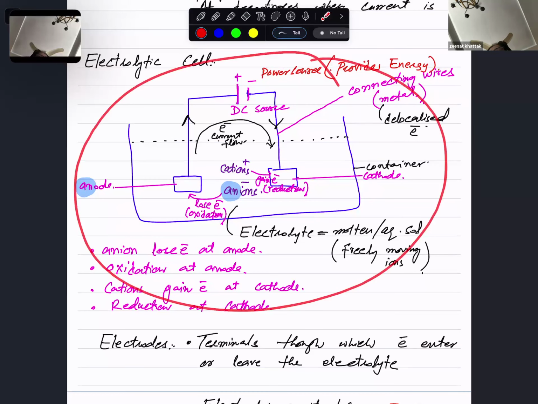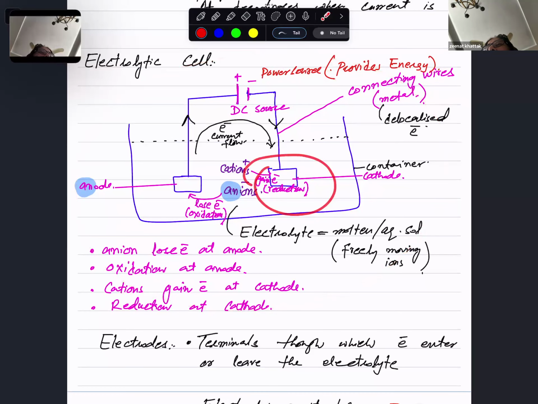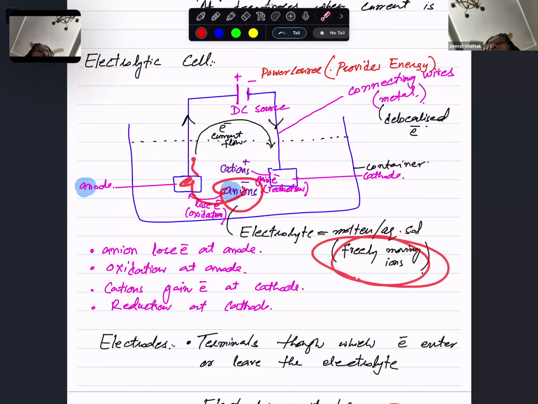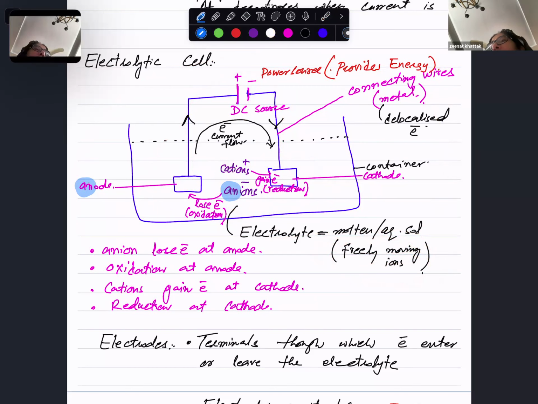This is your electrolytic cell. This is your cathode connected to the negative, anode connected to this. The electrolyte is either molten or aqueous, containing freely moving ions. The anions lose electrons. The electrons go to the external circuit from anode to cathode, and they are gained by the cation. So, cation at cathode, anion at anode.